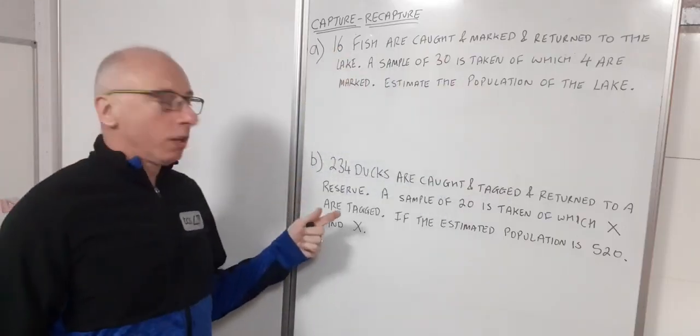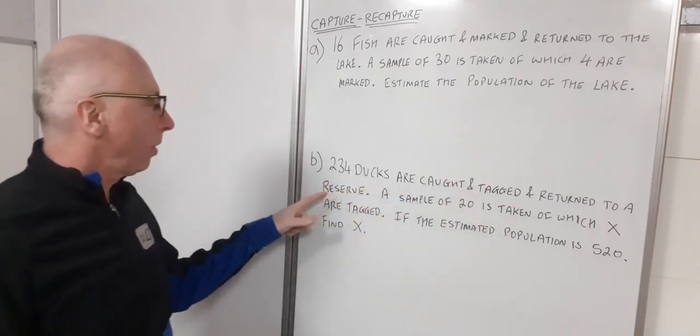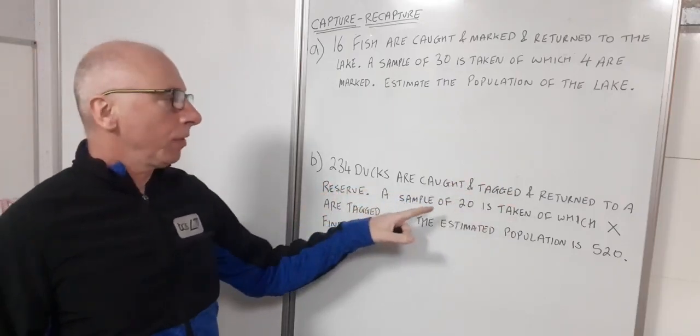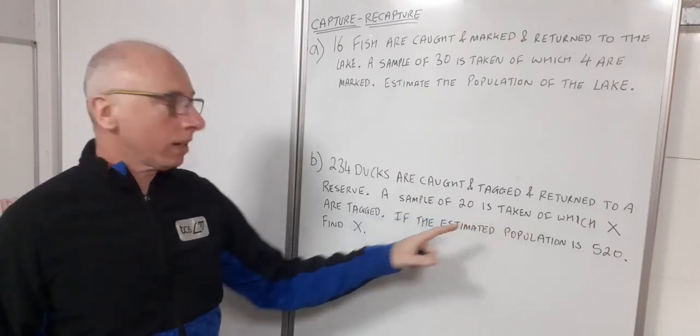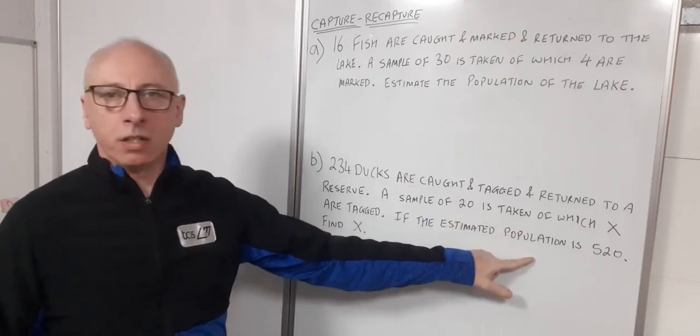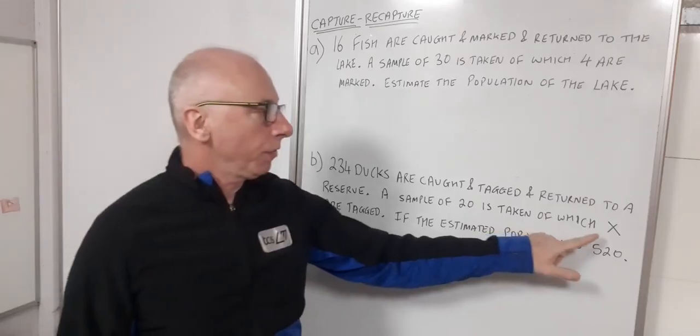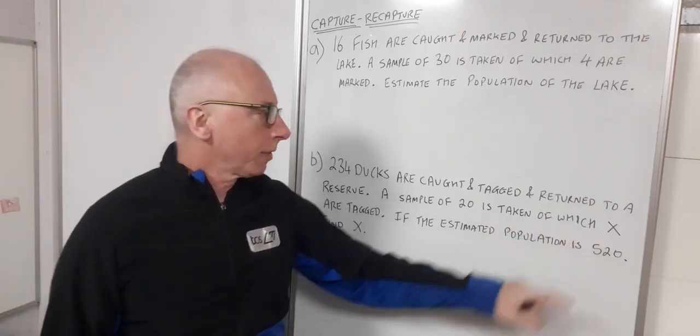And the second one, we've got 234 ducks are caught and tagged and returned to a nature reserve. A sample of 20 is taken, of which X are tagged. If the estimated population is 520, find X. So i.e. the number of animals which were tagged.